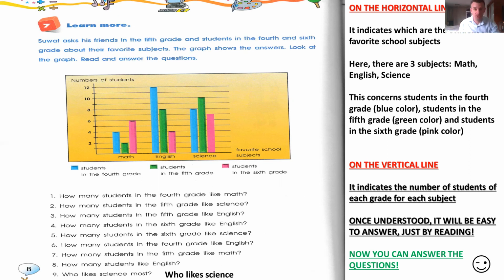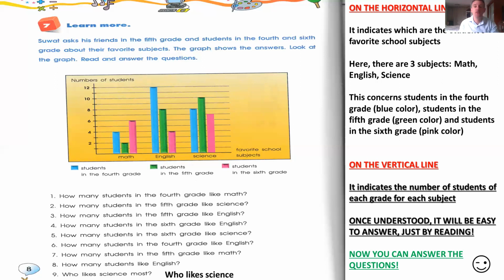This concerns students in the 4th grade, blue color, students in the 5th grade, green color, and students in the 6th grade, pink color. Okay for you? You have this information just below the rectangle. Okay? So we spoke about the horizontal line.